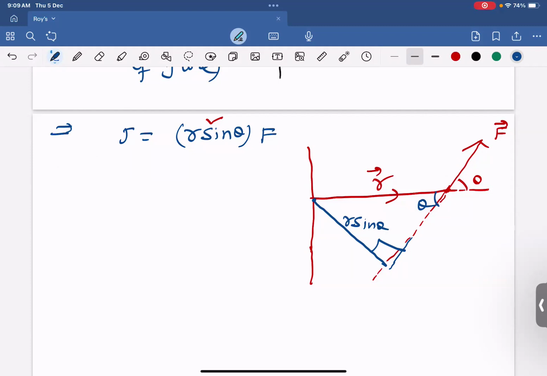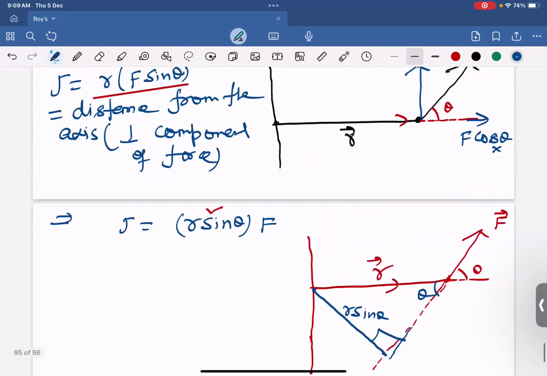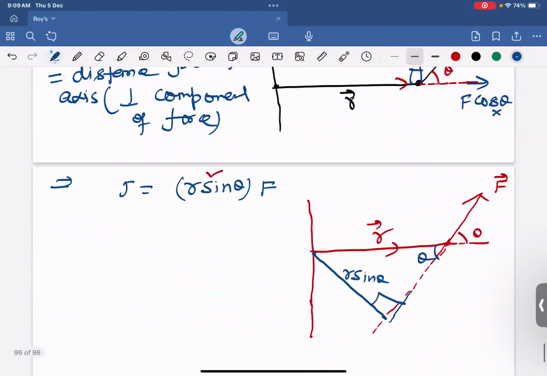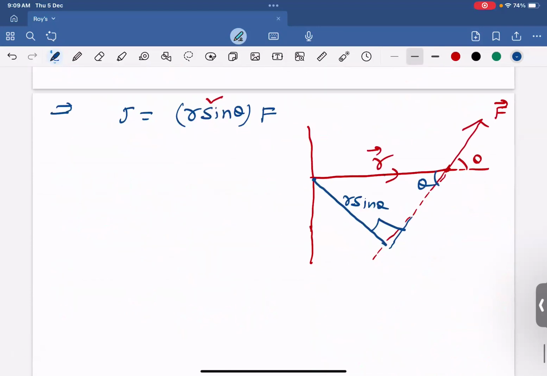It means that to find the torque, you have two options, Neil. Either you take that component of force which is perpendicular to R and then multiply, or you can take that component of R which is perpendicular to F and then multiply. That means take the perpendicular component of one of the two vectors out of R and F and then multiply with the other. That is the torque. Understood?